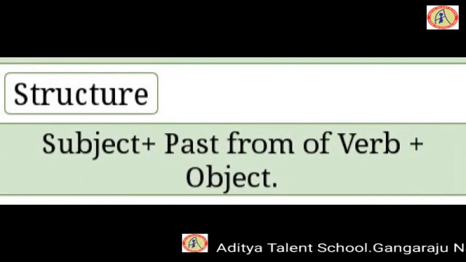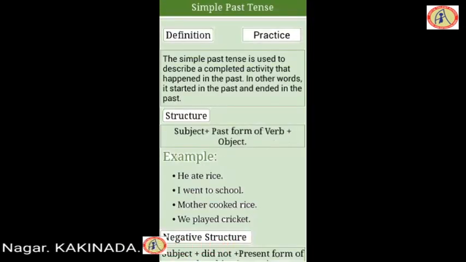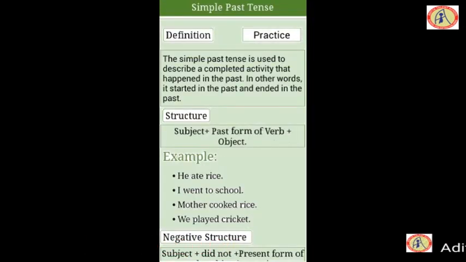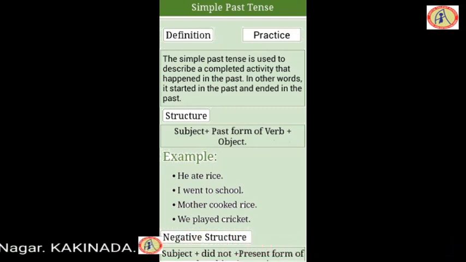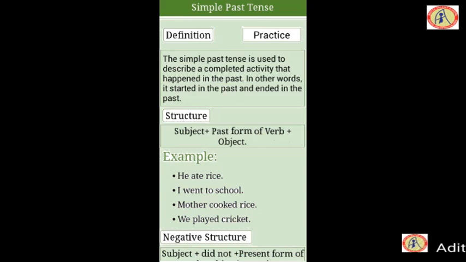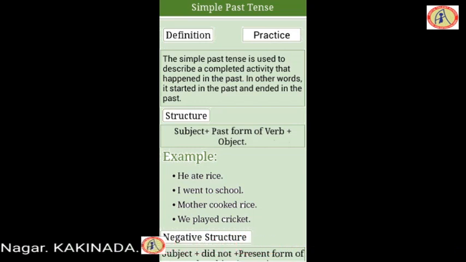Now the examples for this. He ate rice. He is the subject, ate is the V2 form and the object here is rice. I went to school. I is the subject, the past form of the verb is V2 form, went, to school. Similarly, 3 and 4 are the rest of the examples. These are the examples for positive statements.